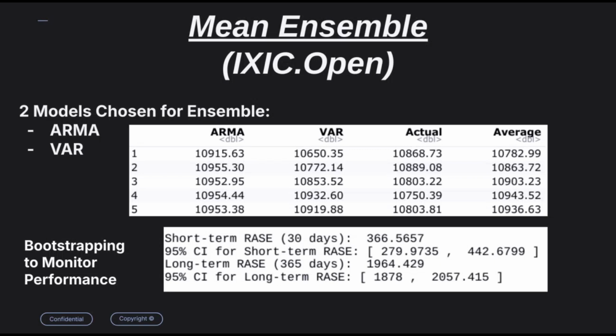With the mean ensemble performance, we found that after bootstrapping the predicted values and comparing those to the actual, the average square-rooted ASE for a 30-day period was about 366.5657, essentially saying that over a 30-day window, each prediction is off by about $366. Now, there is also a confidence interval associated with this, but these do suggest that the model is performing better than the VAR, but not the ARMA. So this suggests that perhaps in the future, if we can produce more robust models, perhaps we can produce better mean ensemble predictions.